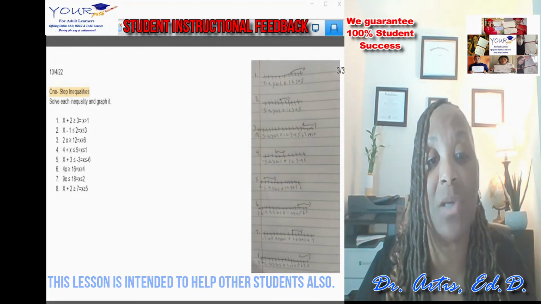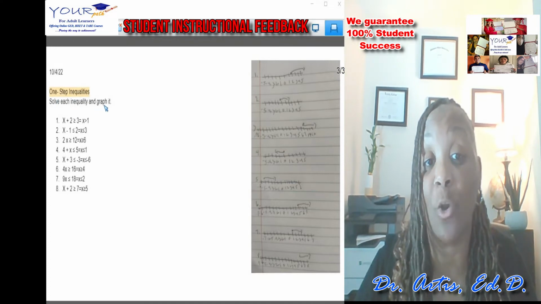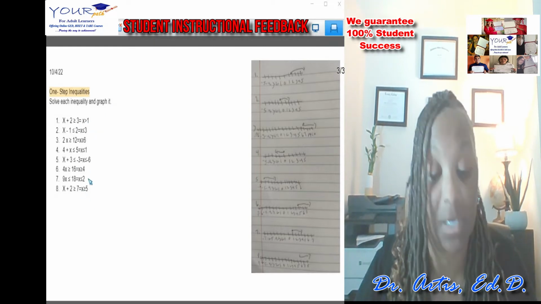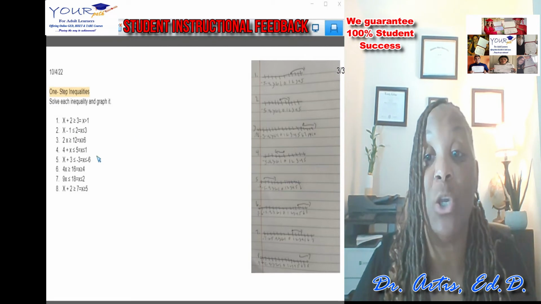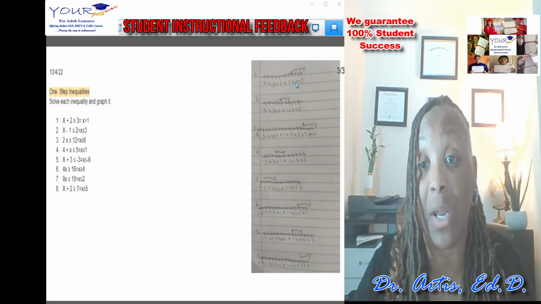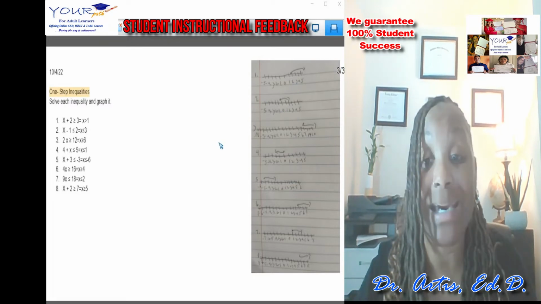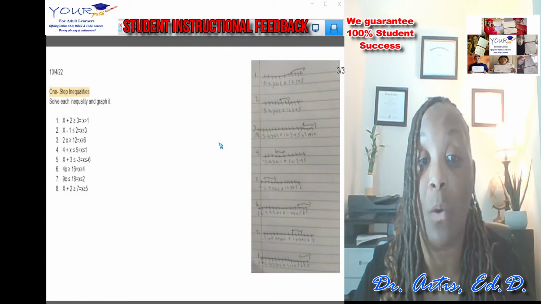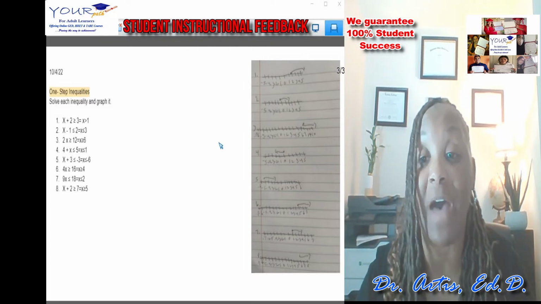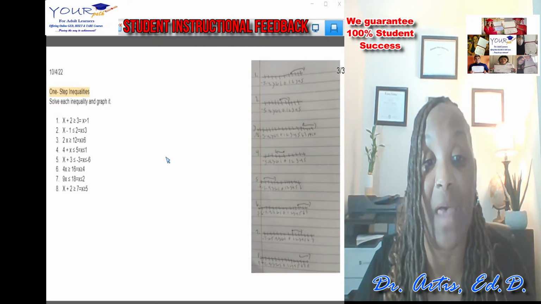So let's talk about what we have here. Now, one-step inequality: solve each inequality and graph it. You did them correctly. Okay, so all of these are correct. So good job there. You graphed some of your inequalities correctly on the number line, but there are a few where you made an error or you did not clearly mark where your X value started and where it ends. Okay, so let's talk about that.